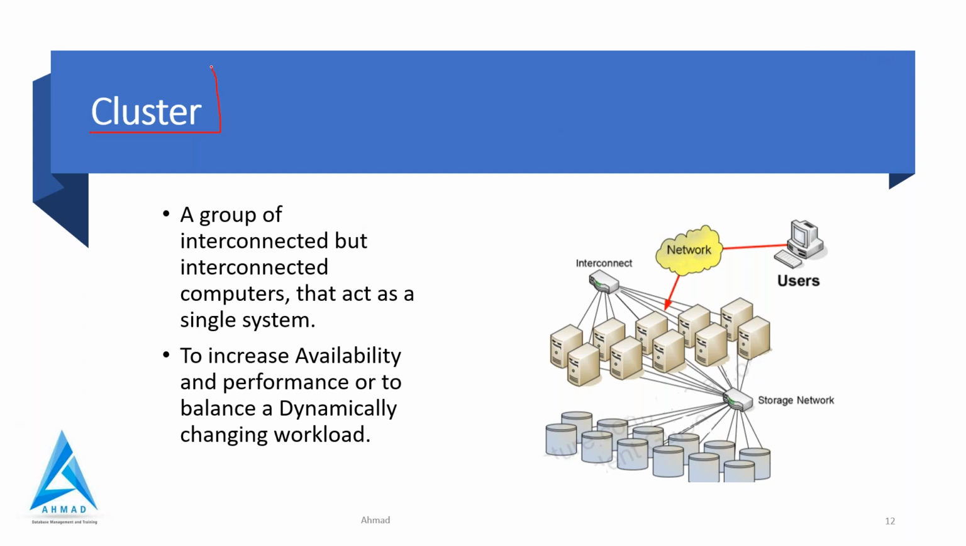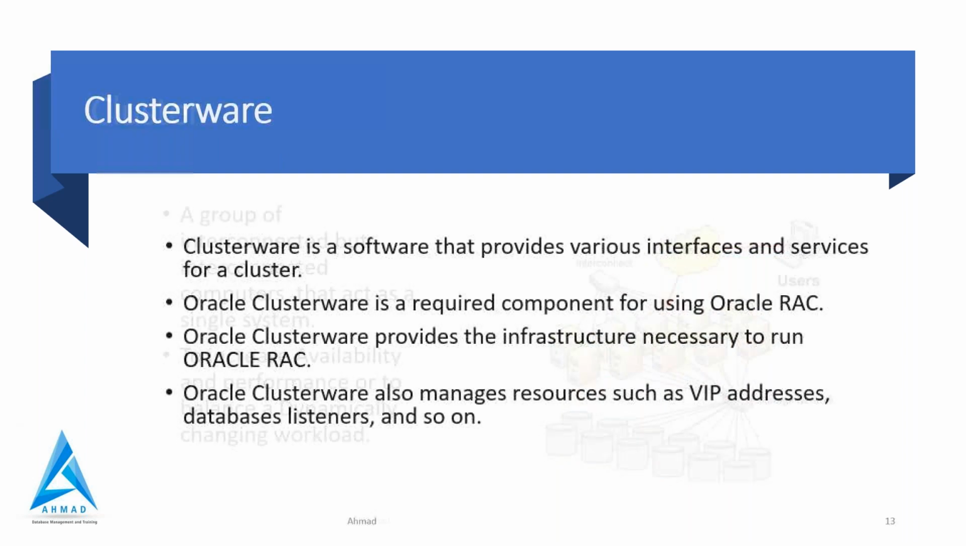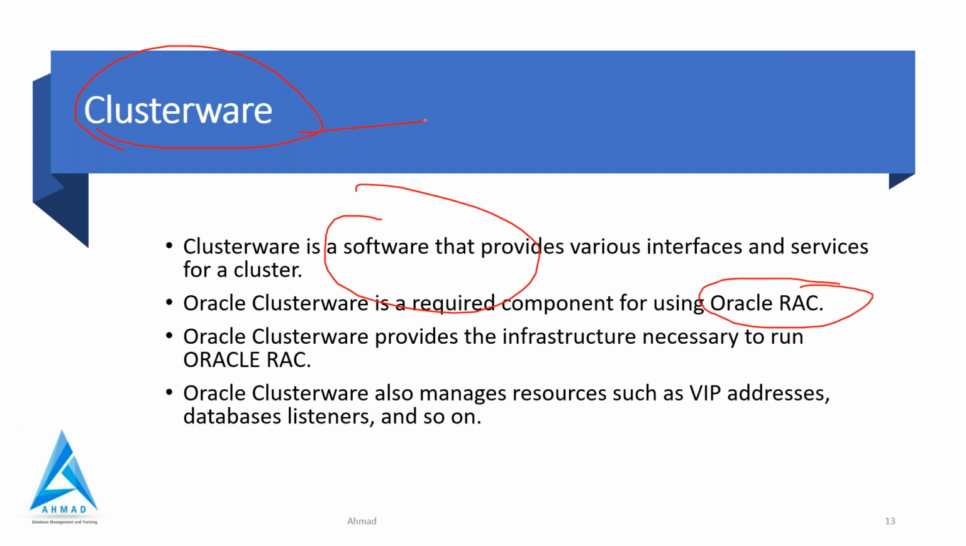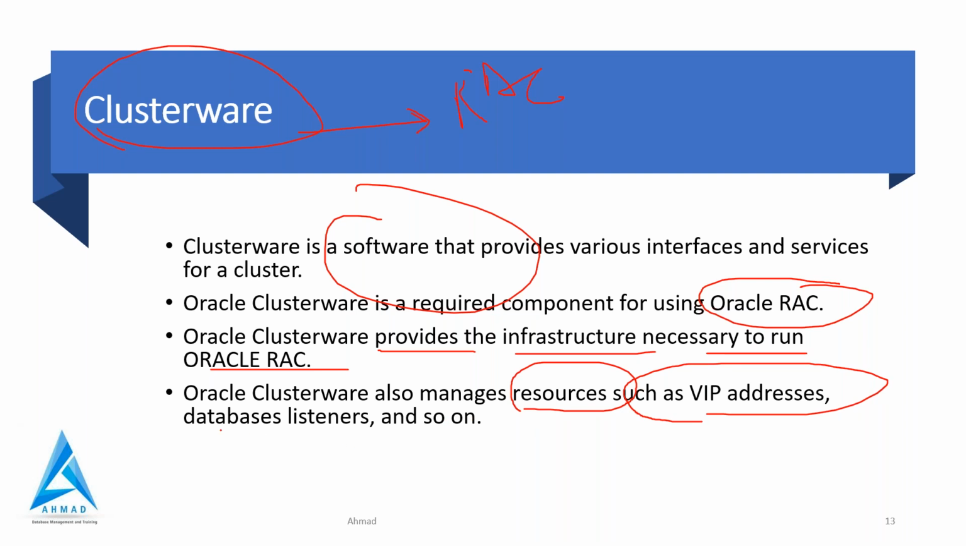Let's begin with cluster, the first term that comes in RAC. A cluster is a group of interconnected computers that behave as a single system; it gives you performance, increases availability, and reduces workload. Clusterware is software that provides interfaces and services for a cluster, and it is a required component of RAC. Without Clusterware you can't run RAC, so it is mandatory. Clusterware provides the infrastructure required to run Oracle RAC and manages resources such as virtual IP addresses and database listeners. This is the work of Clusterware.